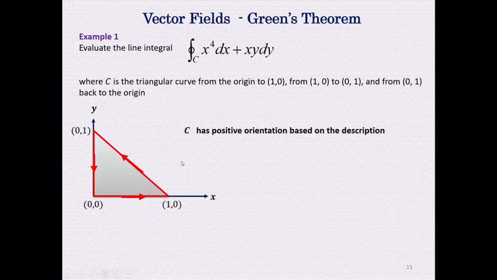In fact, we can plot it, from the origin to (1, 0). So that is the one I'm highlighting here. And then (1, 0) to (0, 1), so along this line. And finally, (0, 1) back to the origin. Not only do we know this is a closed curve, we also know that the orientation is positive because we are moving in the anti-clockwise direction.